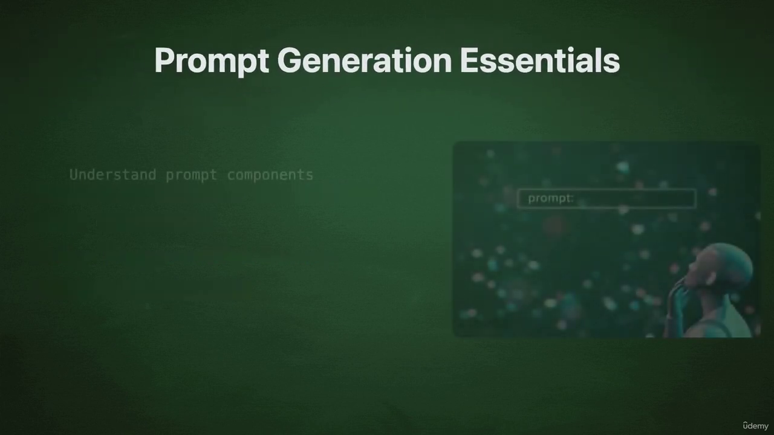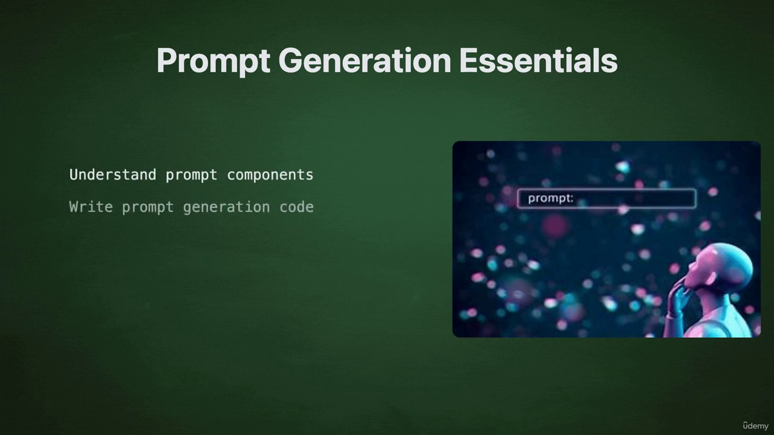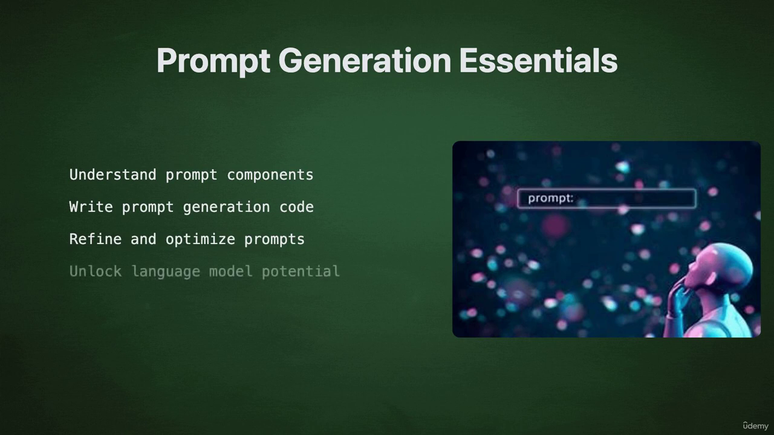In summary, creating a basic prompt generation script involves understanding the key components of a prompt, writing code to generate prompts, and continuously refining and optimizing your prompts to meet the specific needs of your language-based applications. By mastering this skill, you can unlock the full potential of language models and create engaging, relevant, and effective content for your users.